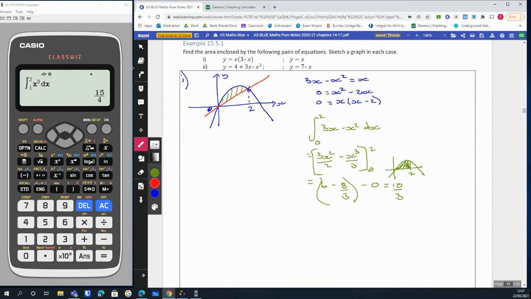So I know that when x is equal to 2, the point of intersection, because it's y equals x, I've also got y is equal to 2. So if I look at the triangle on its own, the base is 2 and the height is 2. So we've just got a half times base times height, which is equal to 2. So to get the final answer, we are doing 10 over 3, take away the triangle, which is going to give me an area of 4 over 3.